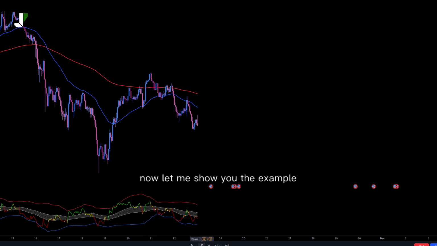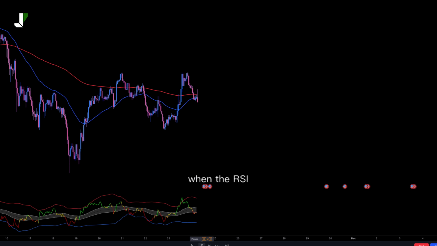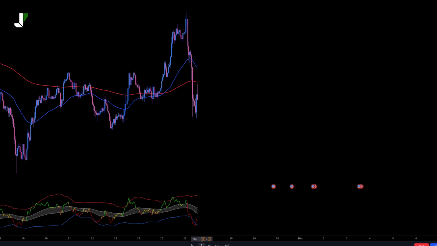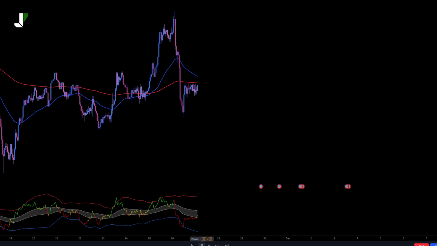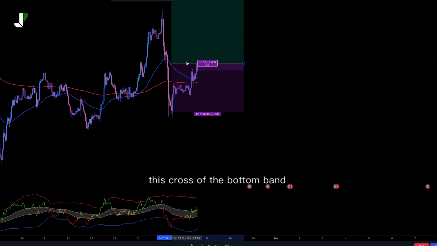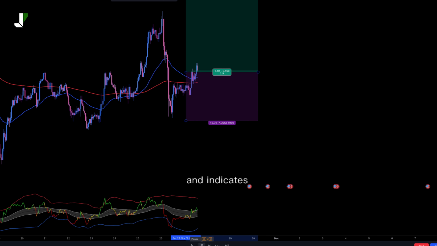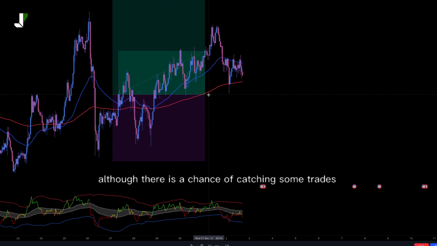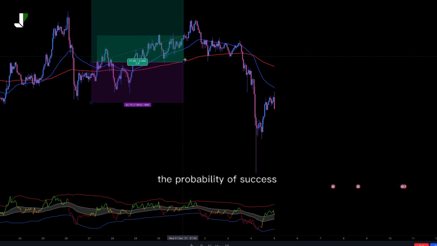Now, let me show you an example when the RSI has crossed the bottom Bollinger Band and crosses back up. Why it's not recommended to take a long trade after this. This cross of the bottom band signals the shift of momentum and indicates that upward momentum is weakening. Although there is a chance of catching some trades, the probability of success is decreasing.